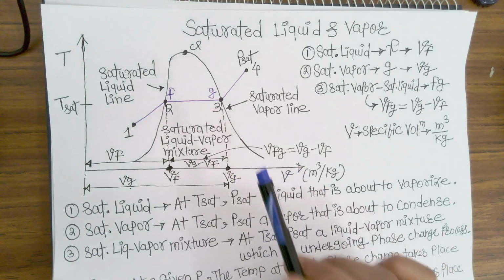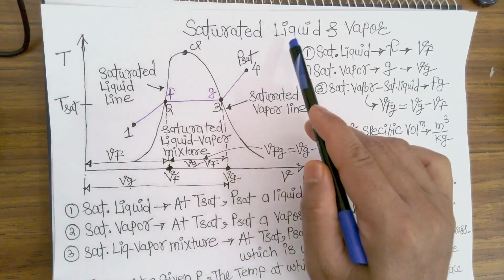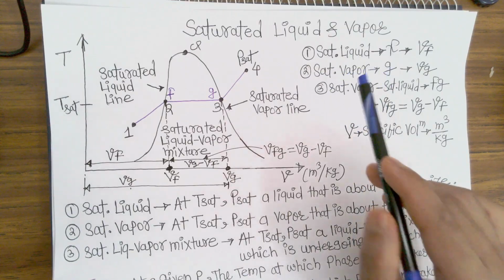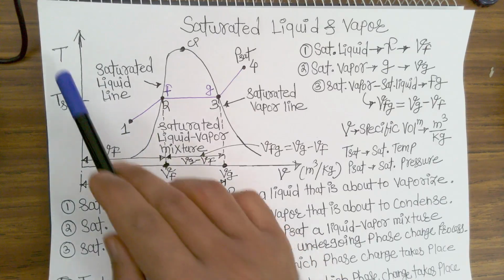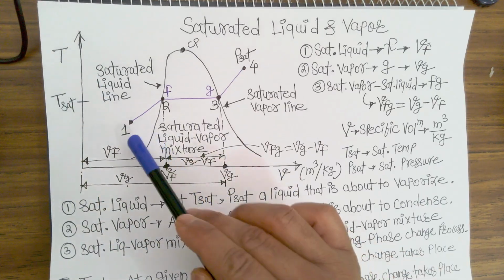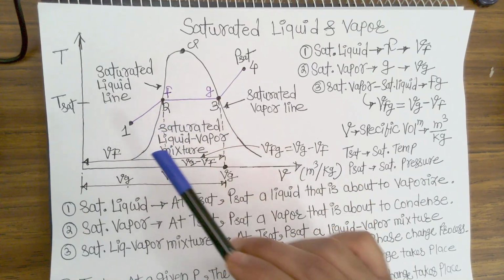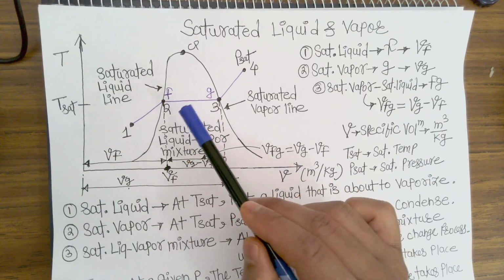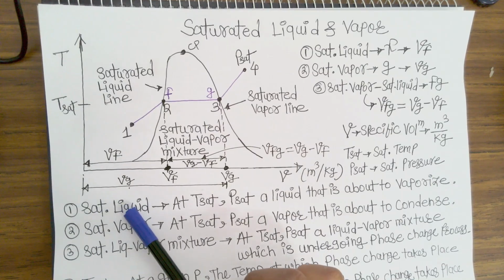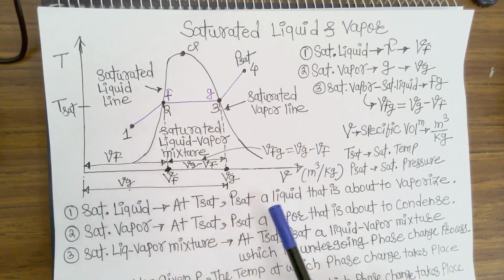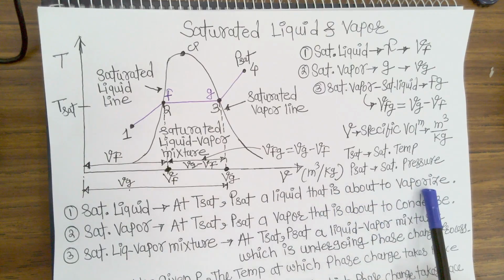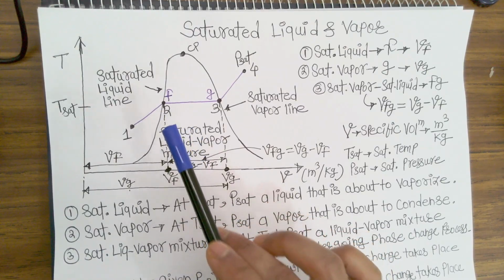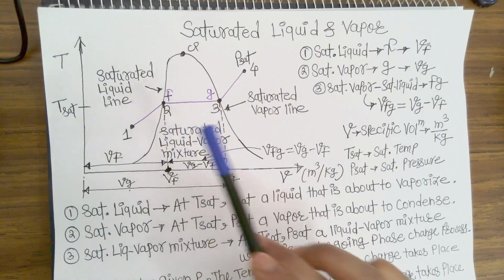In today's video, we are going to understand the concept of saturated liquid vapor mixture and a very important property called dryness fraction. So let's start our discussion with this TV diagram where from point 1 to point 2, the water is being heated at a constant pressure. So condition 2 represents a saturated liquid condition. A saturated liquid is a liquid that is about to vaporize. This means at point 2 the saturated liquid is ready to change its phase into vapor.